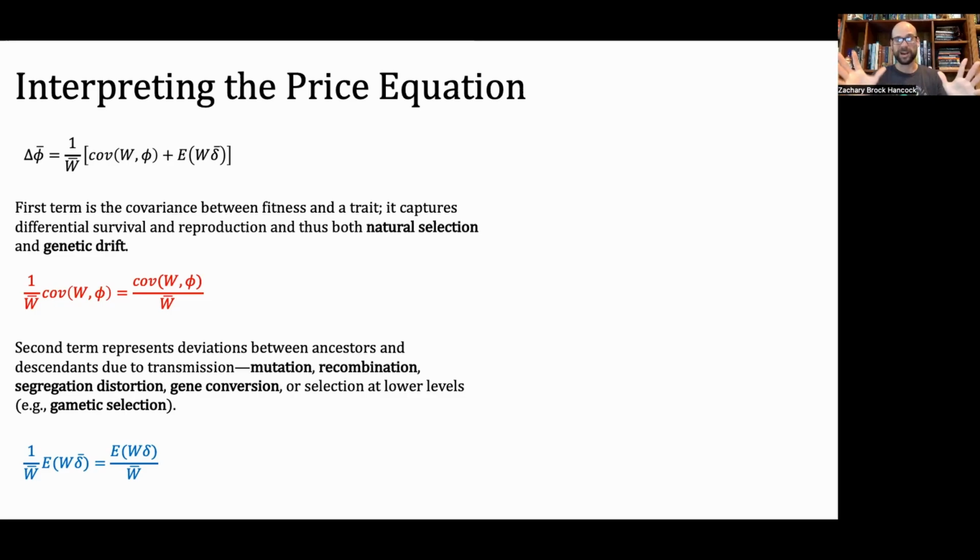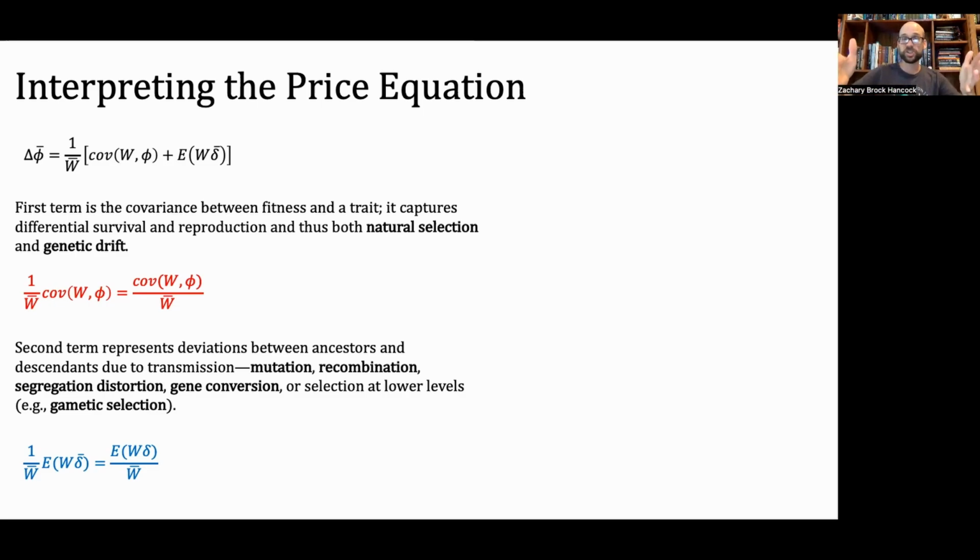That's pretty incredible, right? You've got natural selection and genetic drift. Two of the most important forces in evolution are captured by just a simple expression of the covariance between fitness and some trait. The second term is even wilder. So the second term represents deviations between the ancestor and descendant due to transmission.